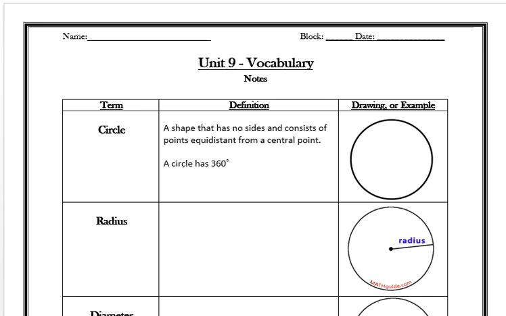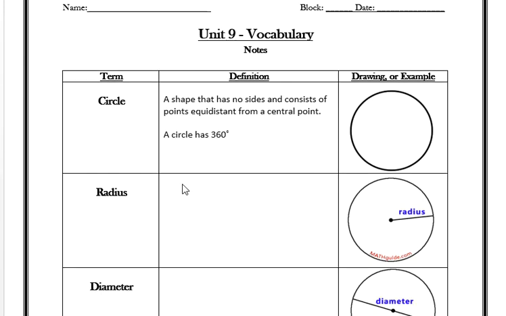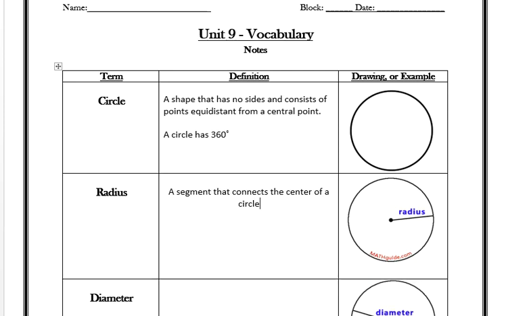Let's continue on with our notes and look at some parts of a circle. First thing we'll look at is the radius. The radius, as you can see in this picture, is this segment that goes from the center all the way out straight to the outer part of the circle. And that's called the radius. So let's write that definition down. A segment that connects the center of a circle to a point on the circle.